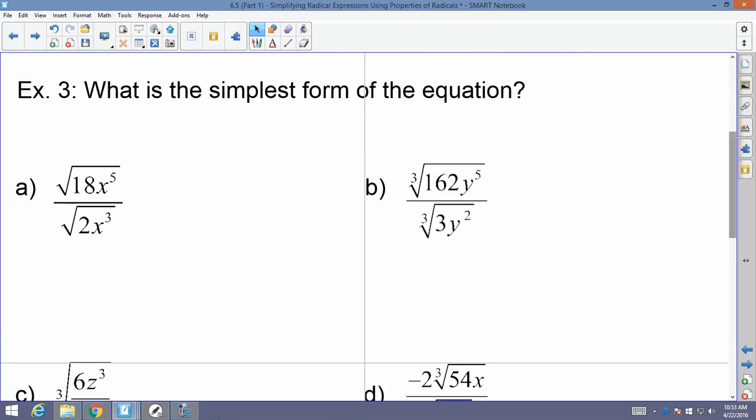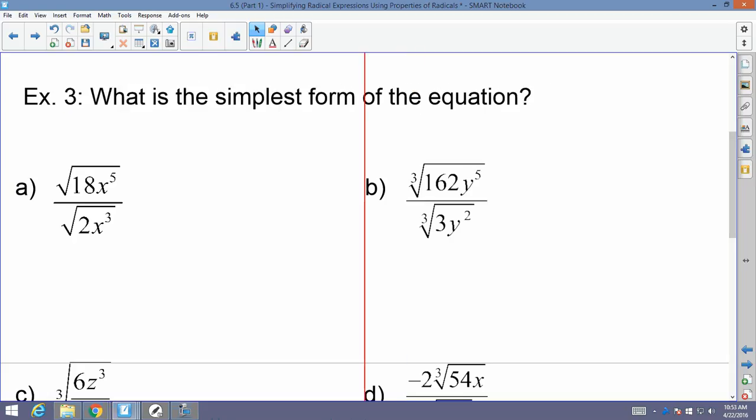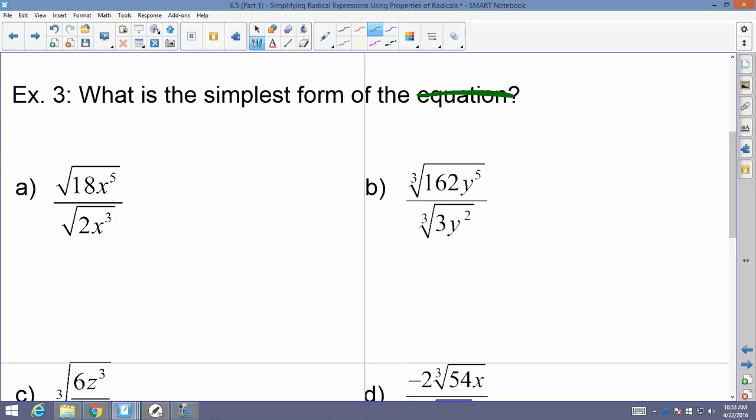Okay, and this is wrong. This is not what is the simplest form of the equation. These are not equations. What are these, guys, when there's no equal sign? Oh, good job, guys. Expressions. Well done.